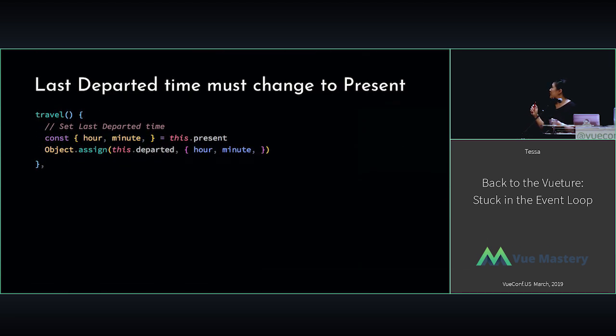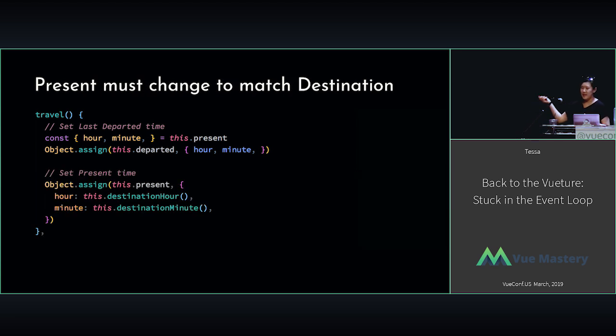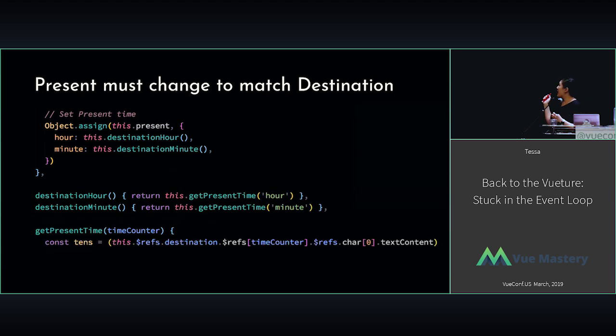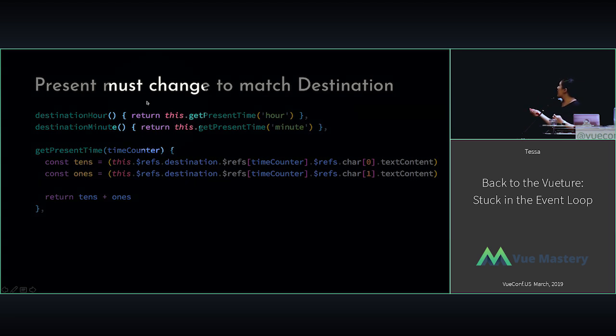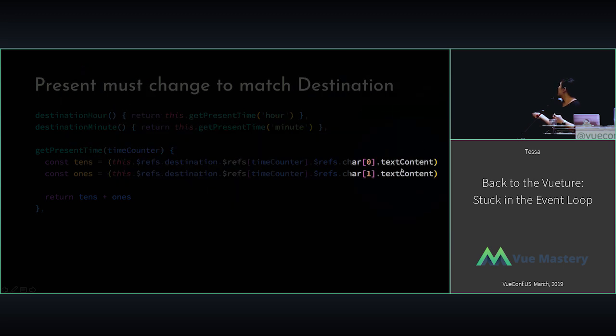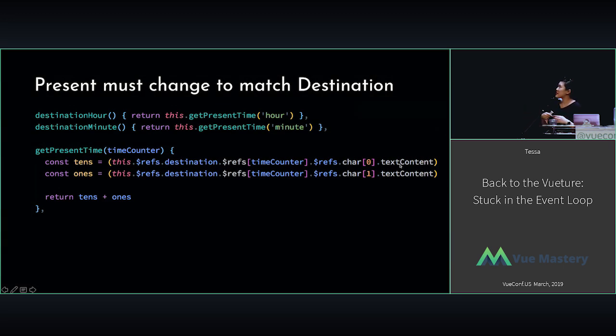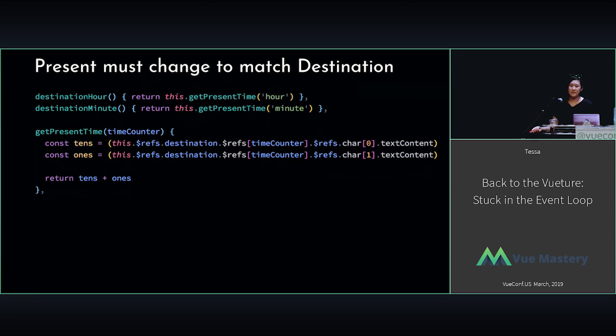Then in this travel method, I have this function that sets the last departed time to the currently present time, right? We need to set that before we change the present time so that we get what the time was when Aini left the present. Finally, the present time needs to recalibrate once we've traveled to the future to match the destination's hour and minute, and we're going to get that directly off the DOM using refs. So we're not going to be accessing the data in the component, but reading the DOM.